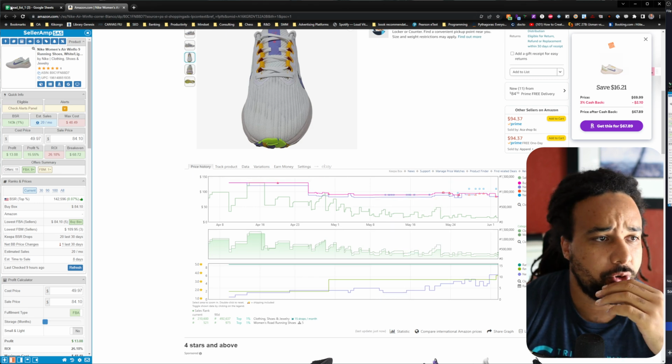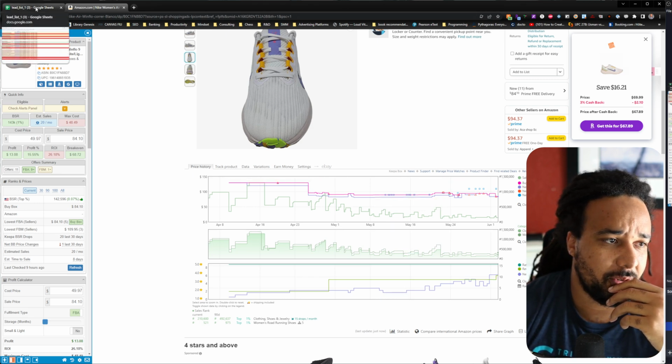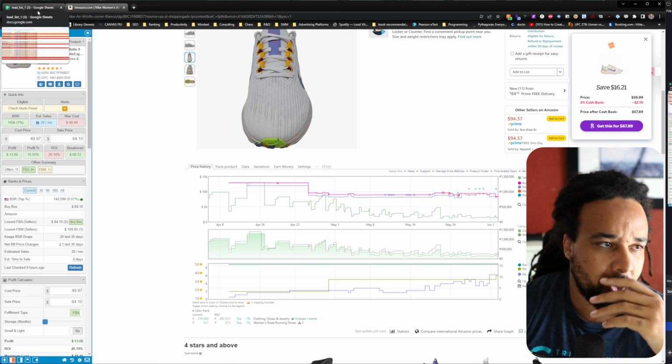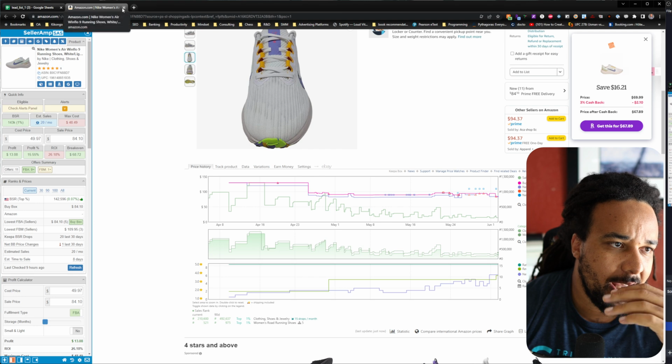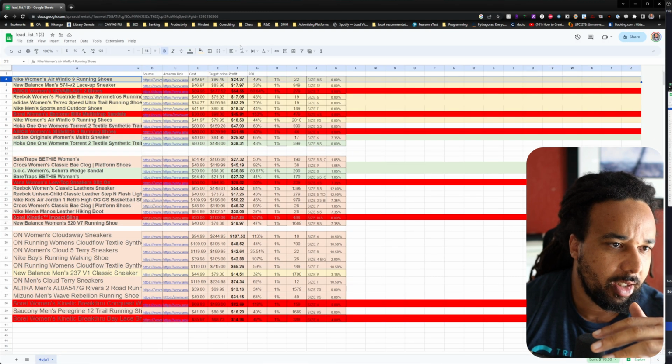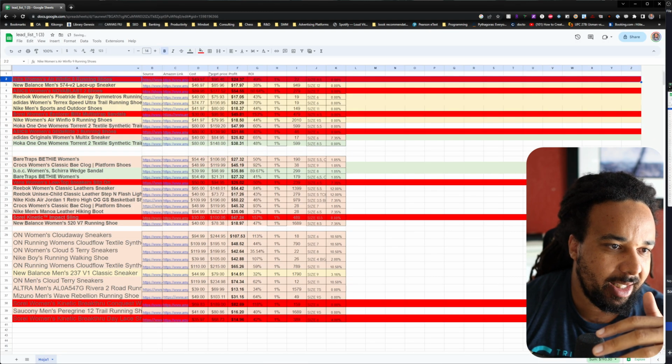26% is way too low for shoes, because you're going to deal with returns and stuff, and so you need to have a little bit more of a margin. I like to not go below 40% when it comes to shoes. So yeah, first lead disqualified. That's already 8 bad leads, right?